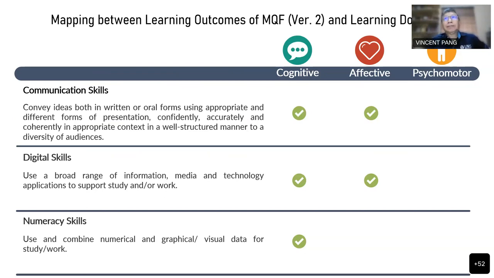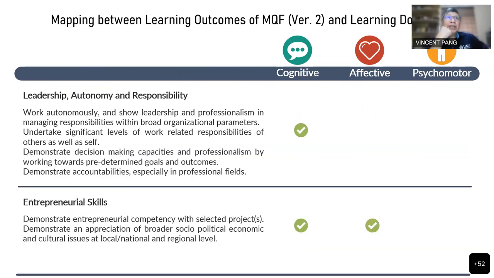Digital skills is cognitive and affective. I would say more into cognitive. Numeracy skill, standard cognitive domain. Leadership, autonomy, responsibility. Cognitive can also be affective. Entrepreneurial skill, cognitive and affective.